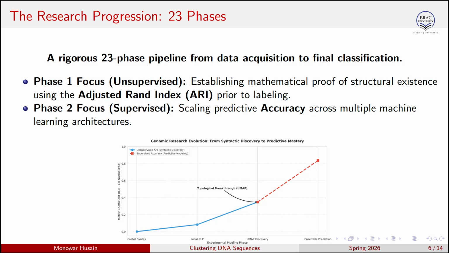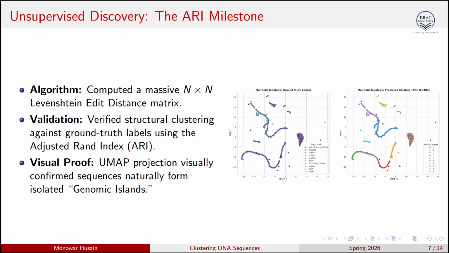Phase 1 had an unsupervised focus, establishing mathematical proof that this structure actually exists before any human labels are applied. Once I had that proof, phase 2 had a supervised focus, scaling the predictive accuracy across multiple machine learning architectures to find the absolute best one. So let's look at phase 1.